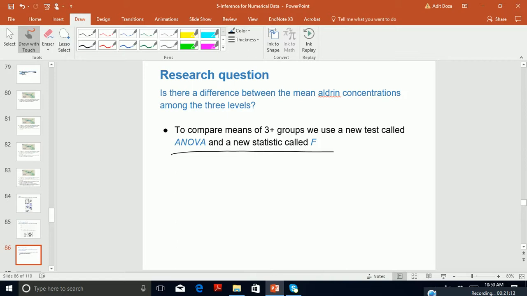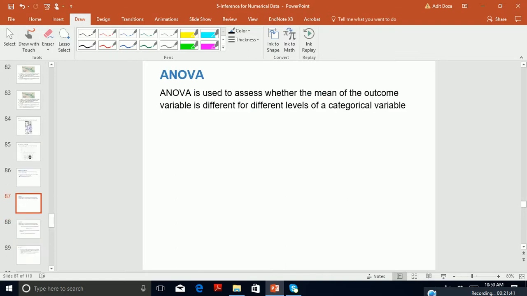If the difference is between 10 groups, let's say the economics department decides to look at class performance in different sections, right? We have 16 sections in micro and macro, 8 each. In that test, they have to use an F stat to compare the means, right? So ANOVA is used to assess whether the mean of the outcome variable is different for different levels. If it is different for different levels, this is the key point, right?